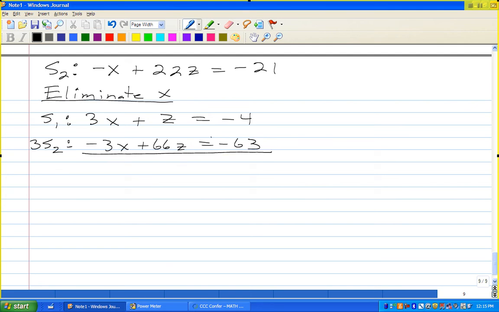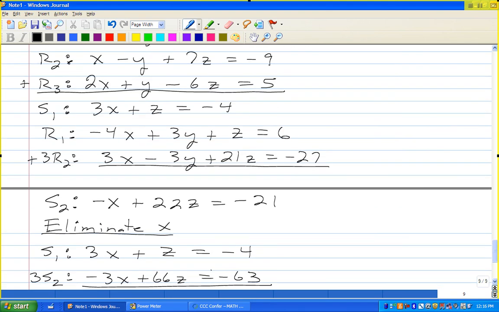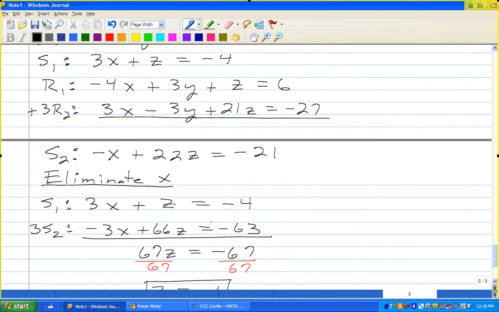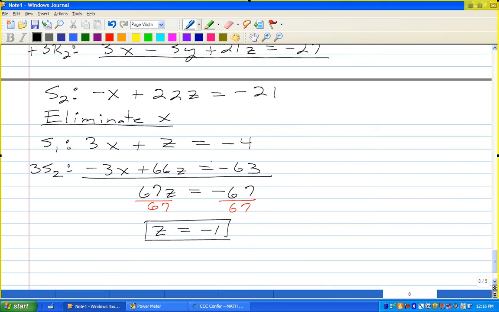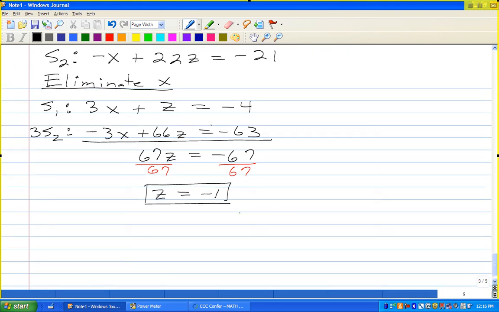Okay. Let's add these. So I get 67z equals negative 67. So divide by 67, so I get z equals negative 1. I've only solved for z so far. So I found that z is negative 1. Let me determine x. I'll use this equation to determine x.